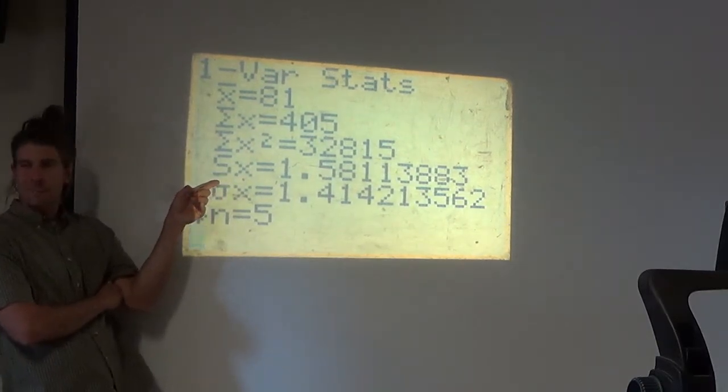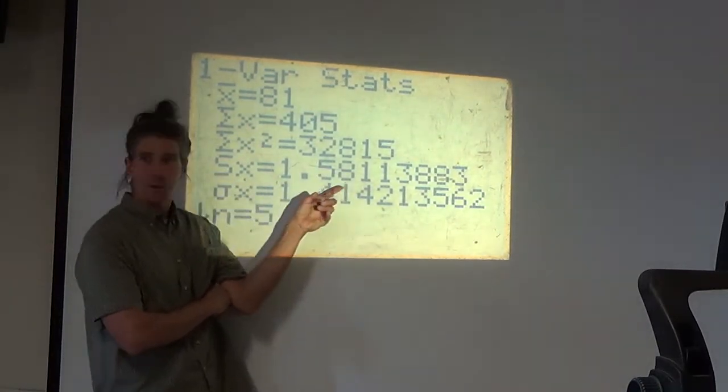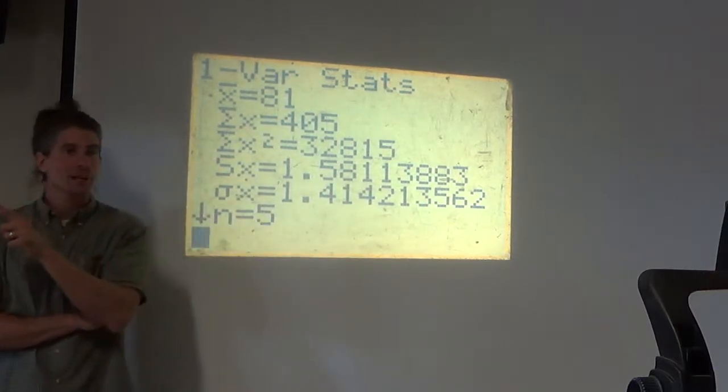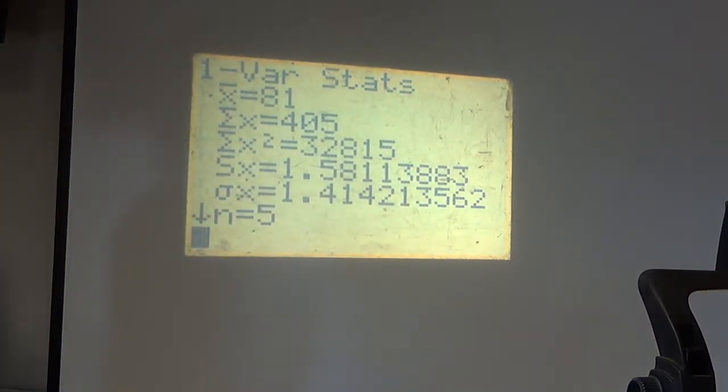Do you recognize him? Yeah. You recognize that number, 1.58? That's your sample standard deviation. Yay! So that crazy annoying calculation you just did, you don't have to do anymore. It'll do it for you.